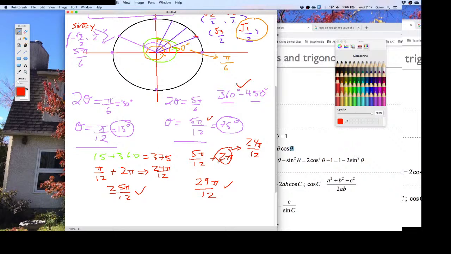And then, of course, if we were to add another 2 pi, then you'd have 2 pi plus this angle, 375, and you'd be way out of it. So these here are your final two angles that are within the range that we wanted.